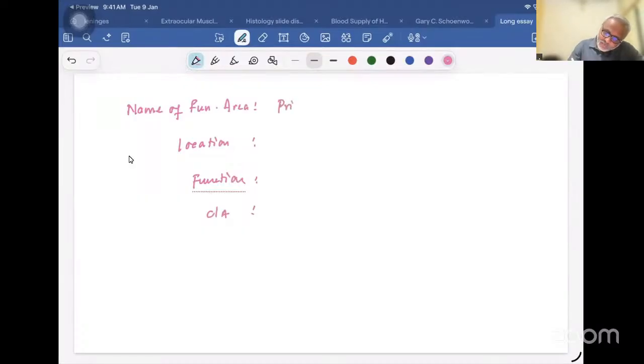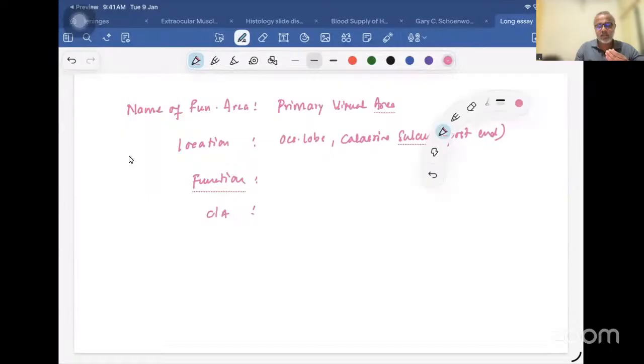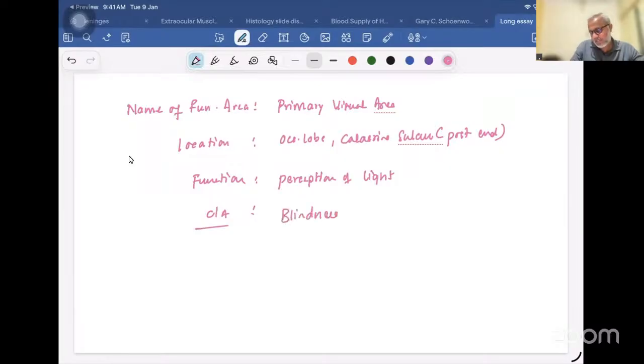So let's give an example again. Primary visual area. So location, occipital lobe is a broad location. You can write calcarine sulcus, and that too the posterior end. Right. What about function? Function is perception of light. And what will happen if this area gets injured? We will have blindness, which is otherwise called anopia. Now, regarding which part of the occipital cortex is involved, it could be quadrantanopia or something like that. But this is how you must actually write it.